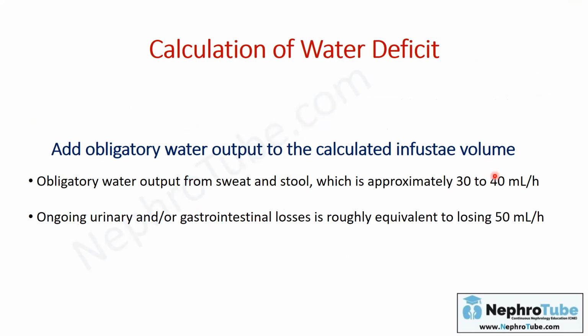First, you may make a rough estimation that for sweating and stool you have to replace about 30 to 40 ml per hour, and for urine about 50 ml per hour. So totally we are talking about 80 to 90 ml per hour to be replaced roughly.